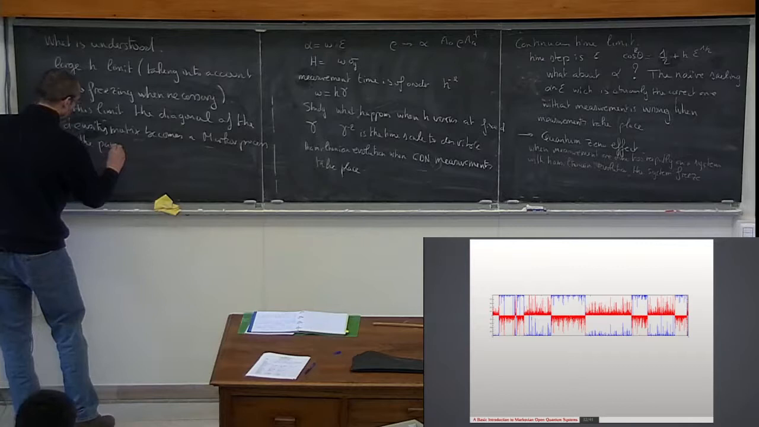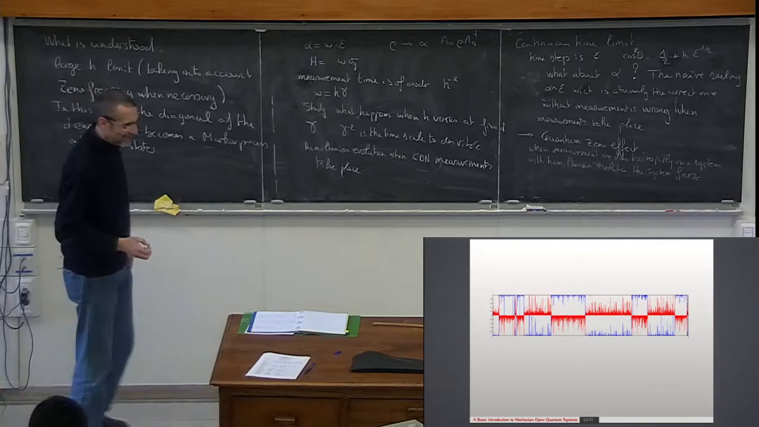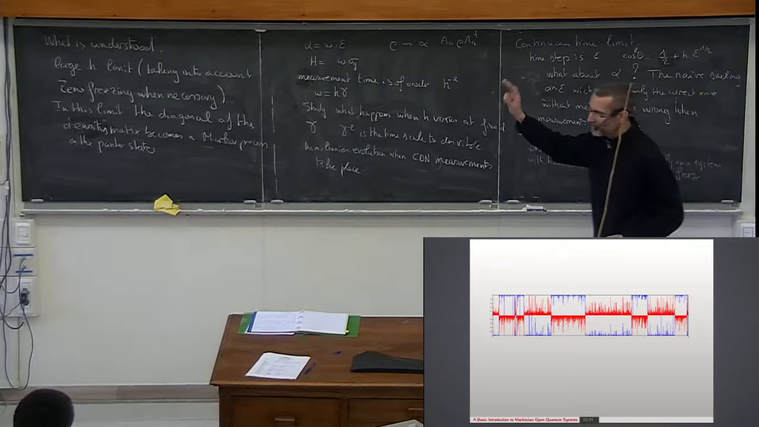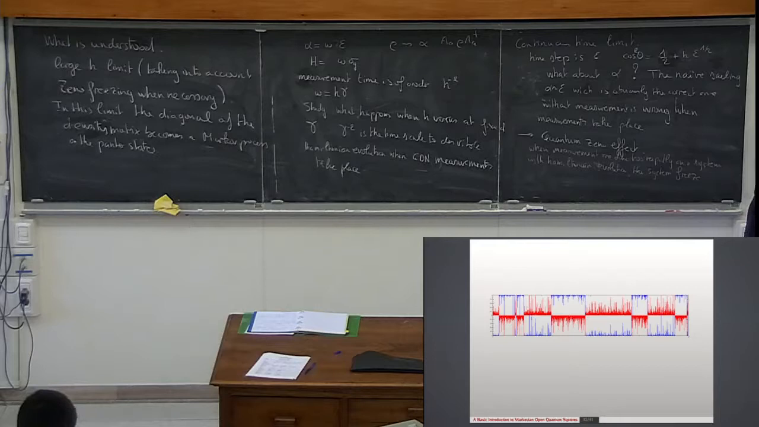What does this mean in standard language? You spend some time in the one state, then you jump to the zero state, you spend some time there, you jump to the one state, spend some time, jump, etc. What I'm saying is that you spend all of your time essentially close to one or minus one. This would hold for n-level systems, however complicated. You spend all your time close to the pointer states, but from time to time you jump from one pointer state to the other.